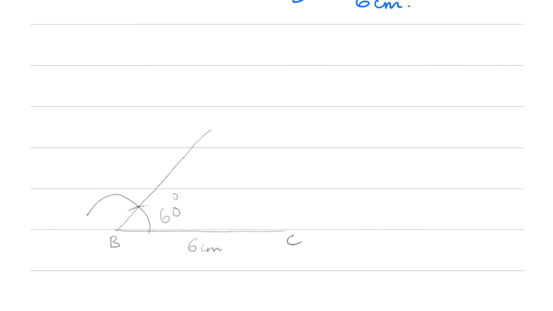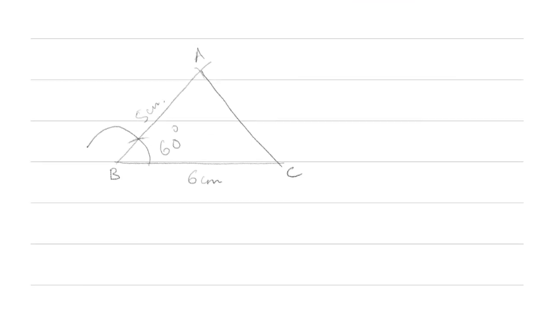We can mark this as 5 centimeter. So this point is A and this is 5 centimeter. Let's join AC. So we have got our triangle ABC. Now we have to draw another triangle whose sides are 5/7 times.